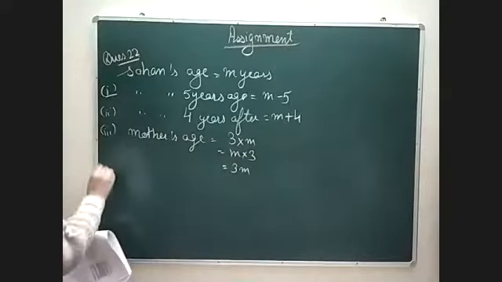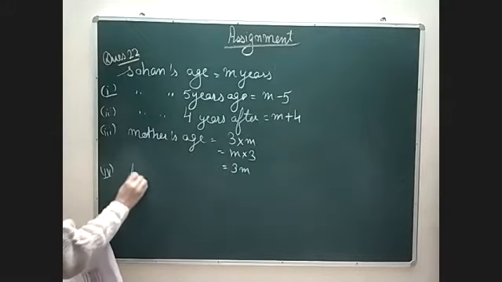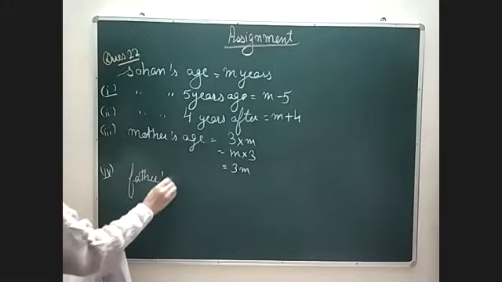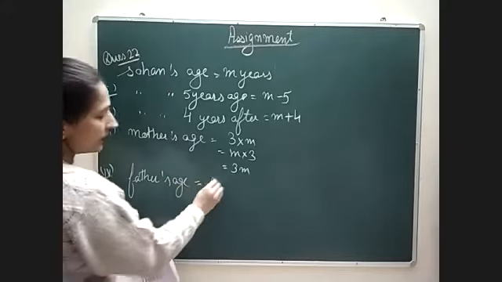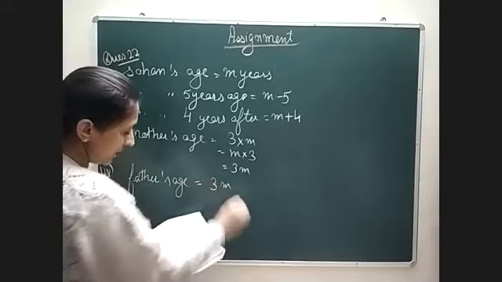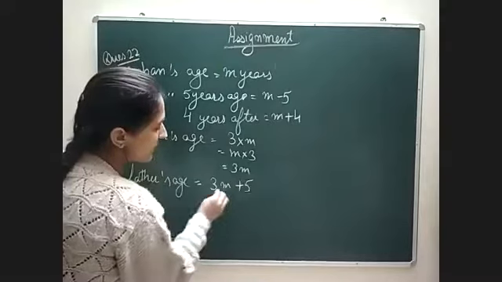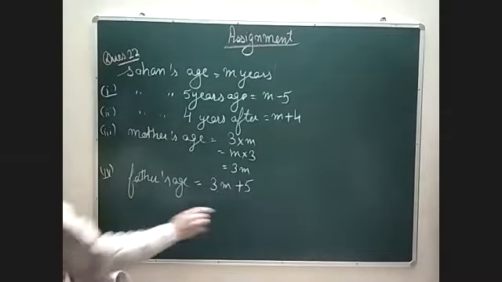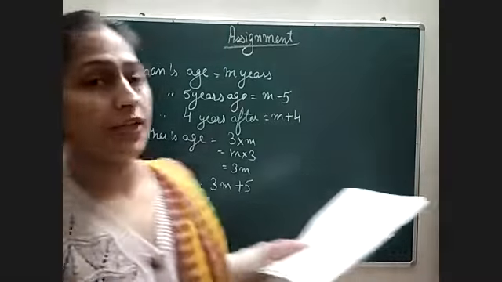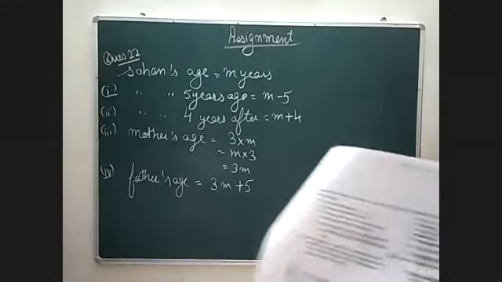All answers are right. Fourth part, father's age. You are given that father is 5 years more than, that means 3m plus 5. So here is the completion of question number 22. Then is question number 24. I am showing you from the assignment.